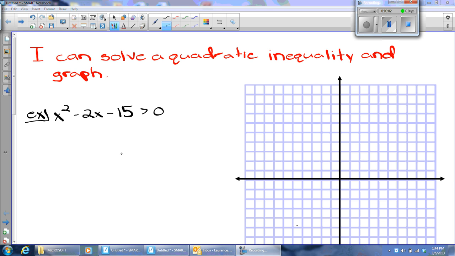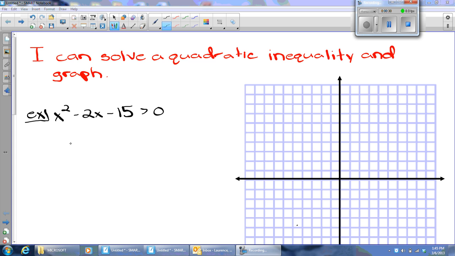Hello everybody, this is Miss Eubank and today we are going to talk about quadratic inequalities. So we're going to do the same sort of steps that you guys did with linear inequalities. This time we're using quadratics. So we have this quadratic inequality: x squared minus 2x minus 15 is greater than 0.